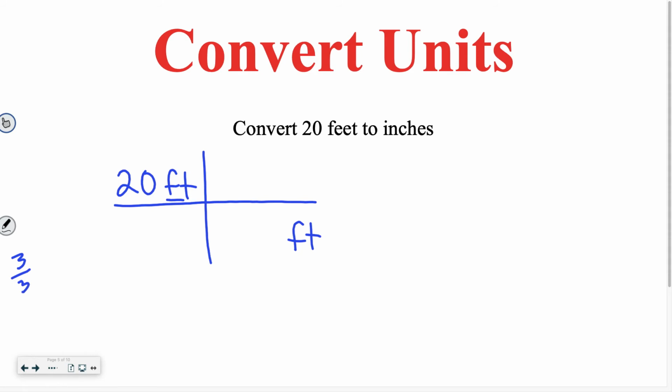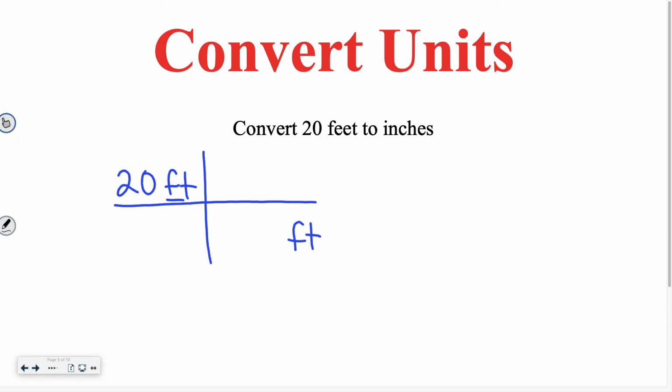If there's one on top and one on bottom, they cancel out because it works the same as if I were to ask you what's 3 divided by 3, you'd say 1. If I said what's 50 divided by 50, you would tell me 1. If I said what's y divided by y, you would say 1. So feet divided by feet cancel. They just become a 1.